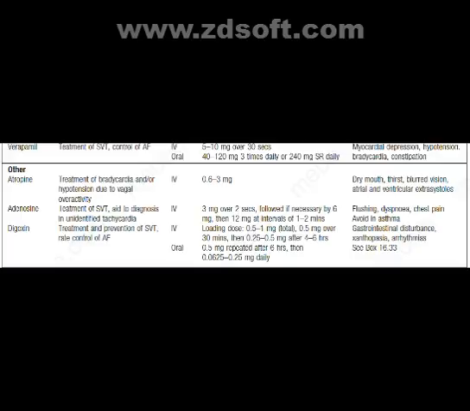Digoxin, treatment and prevention of SVT, and rate control in atrial fibrillation, can be given through IV or oral. In IV, the loading dose is 0.5 to 1 milligram total: 0.5 milligram over 30 minutes, then 0.25 to 0.5 milligram after 4 to 6 hours. And the oral dose is 0.5 milligram repeated after 6 hours, then 0.065 to 0.25 milligram daily.